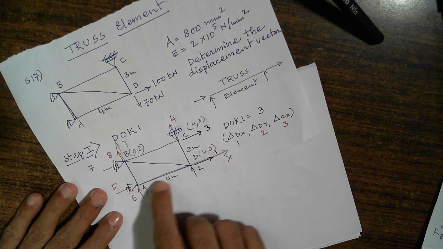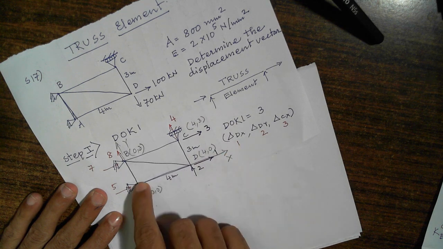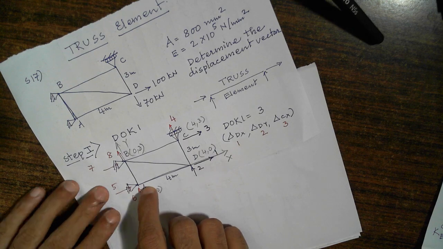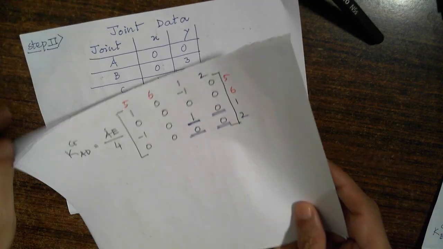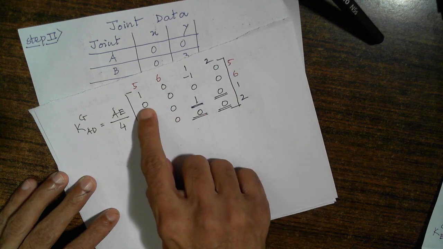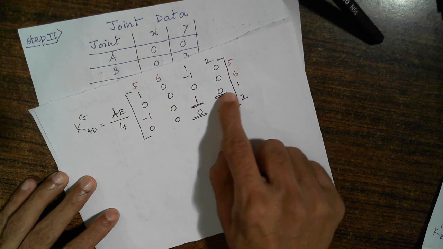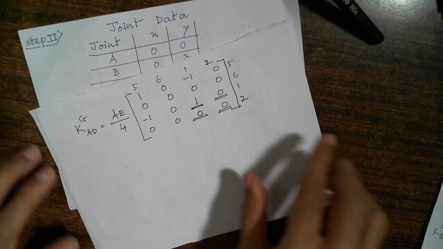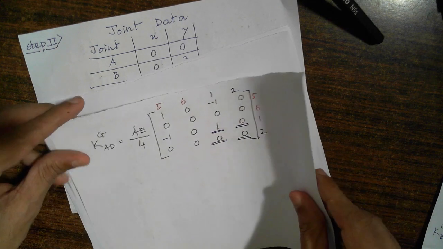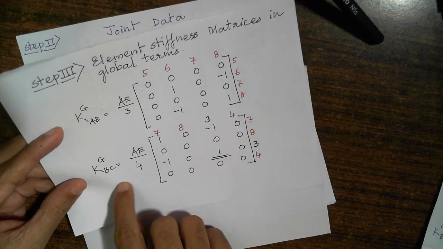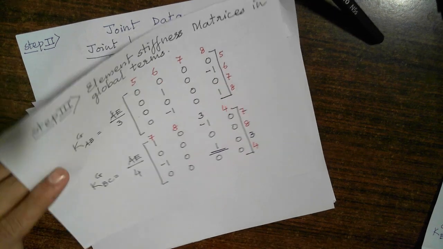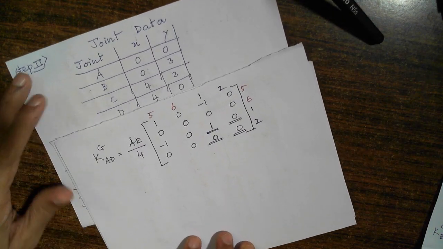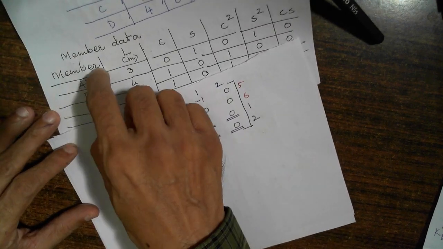Similarly for member AD, since the global x direction coincides with the local x direction of member AD, the local stiffness matrix is equal to the global stiffness matrix, and that is what we are getting: 1 0 minus 1 0, second row full 0, minus 1 0 1 0, and last row full 0. This is nothing but the local stiffness matrix for member AD, and the same is the case we have seen for member BC. Since both of them are oriented in the global x direction, their local and global matrices are the same. So this is my global stiffness matrix for AD. Is that all? We have seen AB, BC, AD.